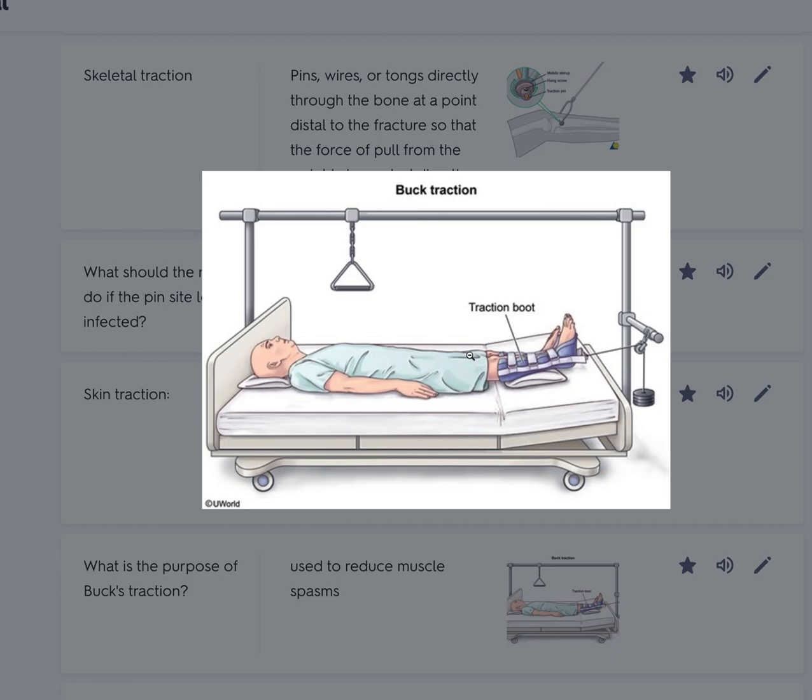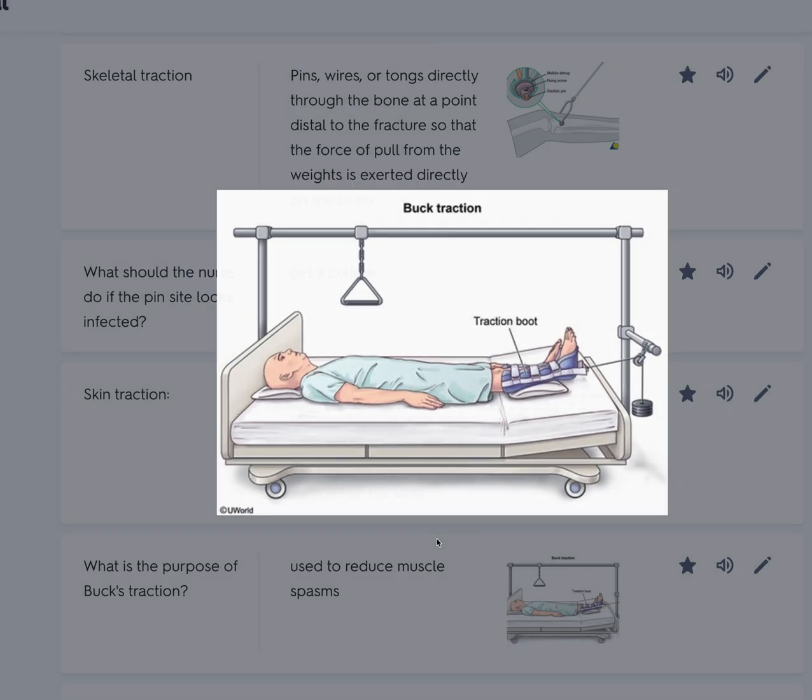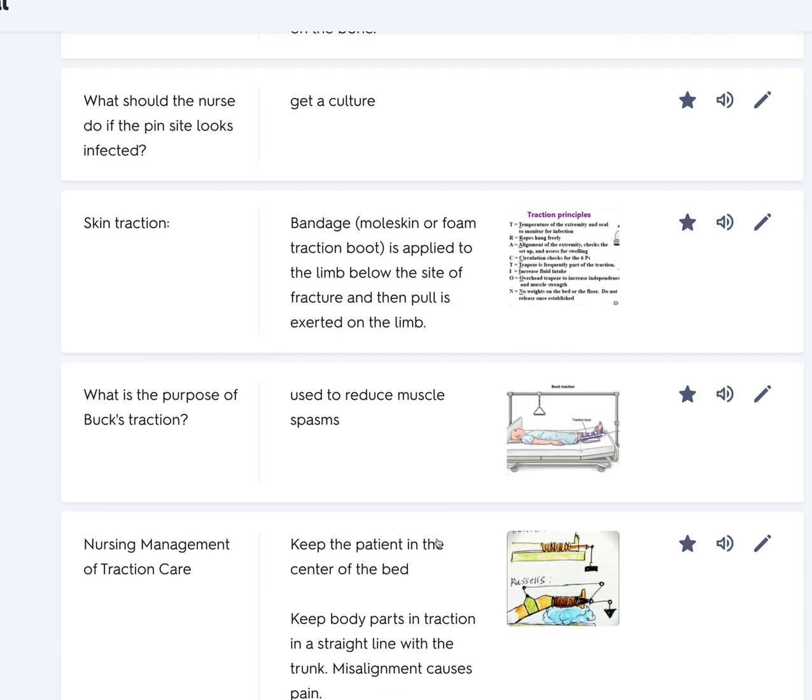The patient can move around while they're in Buck's traction. You can put them on the bedpan. It can be intermittent, so maybe they'll be able to get up and go to the bathroom. So that's basically Buck's traction.